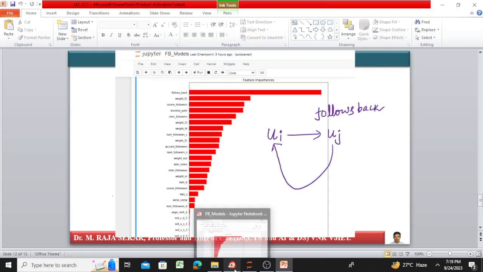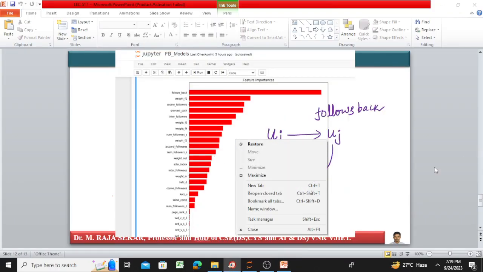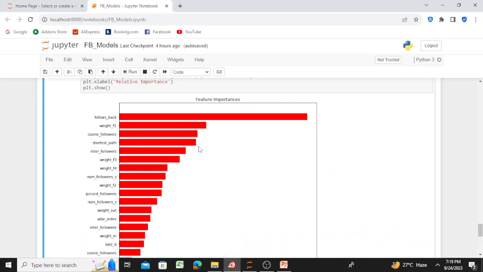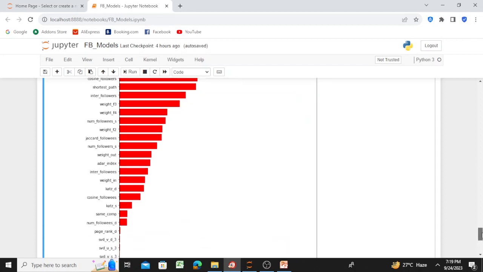Just see this one. This is my IPython notebook. Just give me 1 minute. Yes, this one. Here we can see follows back, weight and score F1, cosine followers. If you want to make it a little bit bigger, you can see what's happening here.